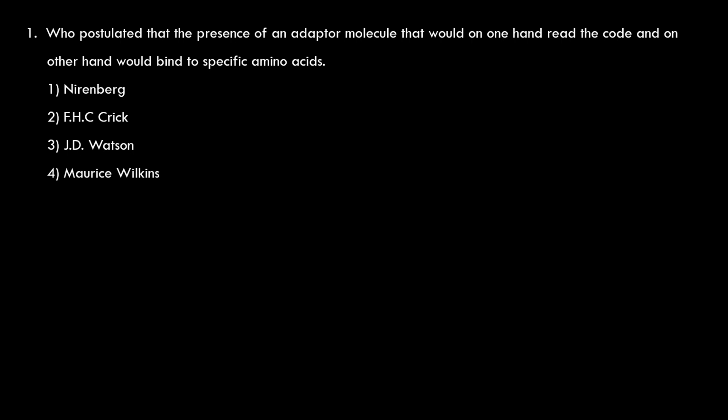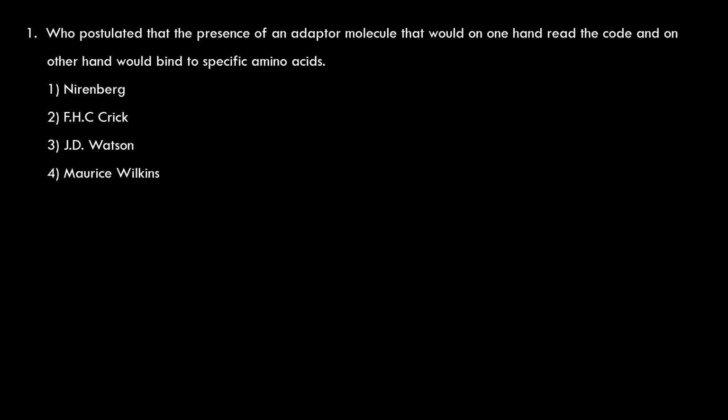Who postulated the presence of an adapter molecule that would, on one hand, read the code, and on the other hand would bind to specific amino acids? Nirenberg? No. Nirenberg cracked the genetic code. Francis Crick? Yes, he only postulated. J.D. Watson? No. He, along with Crick, proposed the double helical model for DNA. Maurice Wilkins? He, along with Rosalind Franklin, gave the X-ray diffraction data of DNA. So the second one is the correct answer.